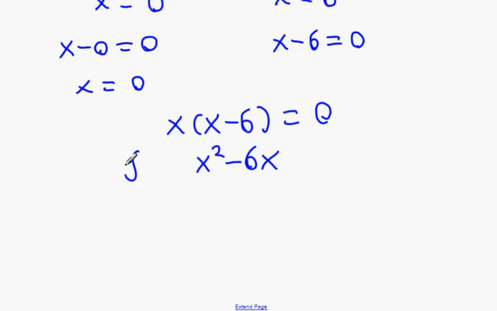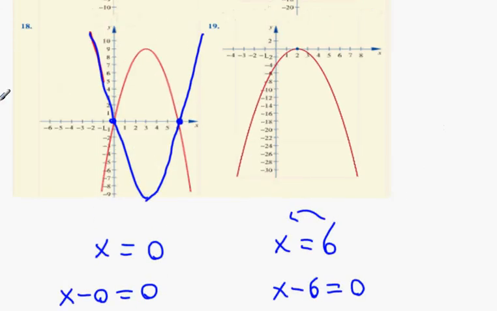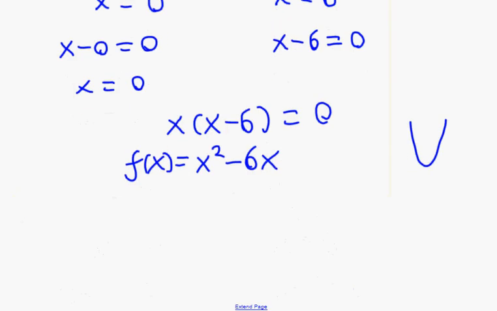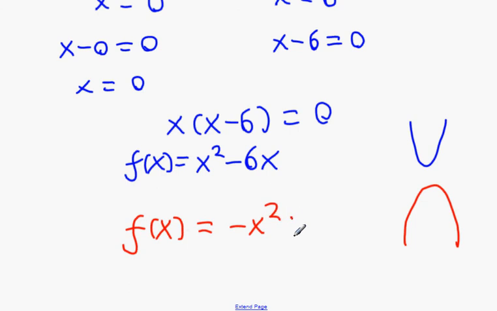Now, is x squared minus 6x U-shaped or N-shaped? U-shaped. U-shaped because it has a plus x squared value. So this means that the answer I just got is for the blue graph. What would be the answer for the red graph? How do you turn a graph upside down? Minus. Sorry? Multiply it by minus and you'd get minus x squared plus 6x.